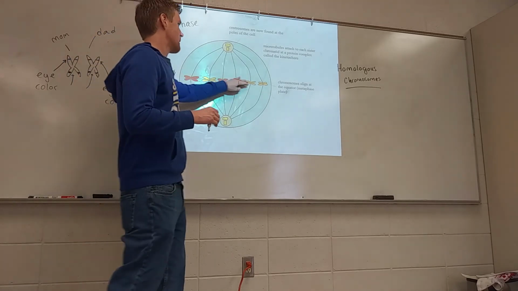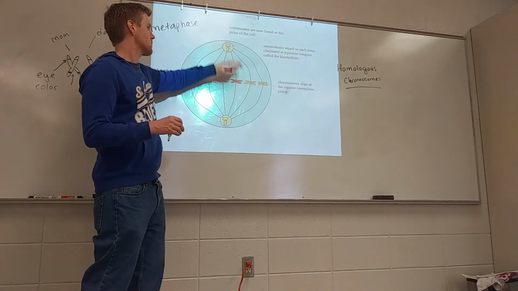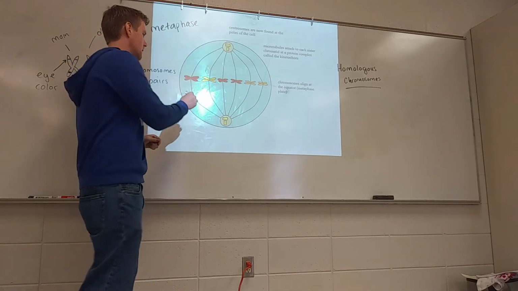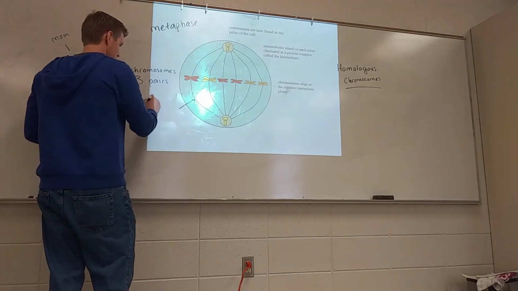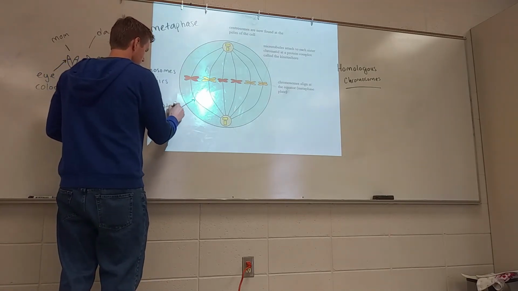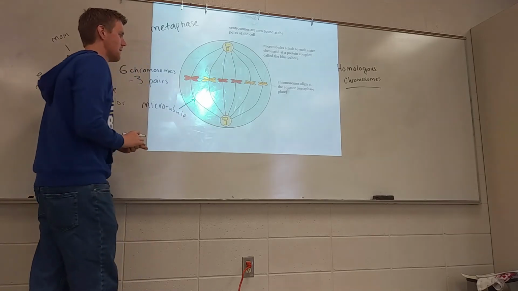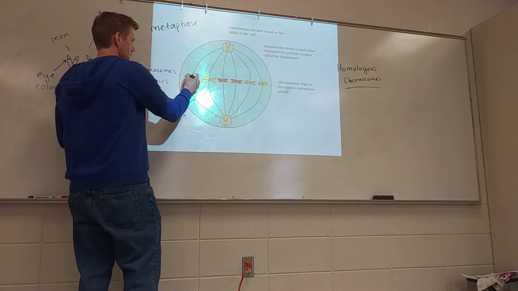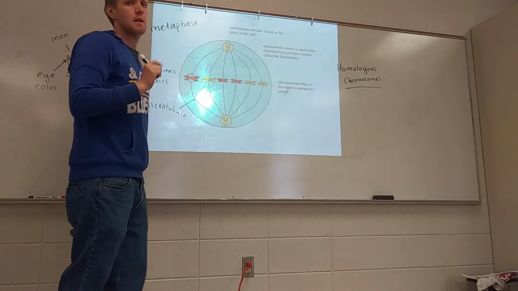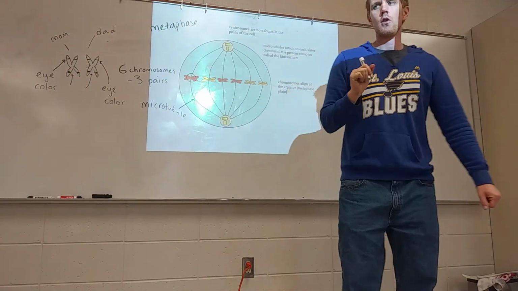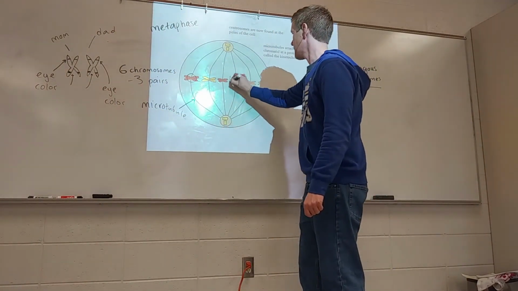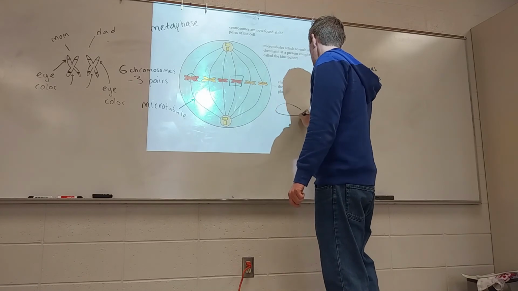So chromosomes align in a single file line at the equator. The centrosomes are at the poles of the cell. These lines are microtubule protein fibers. They are excreted by the centrosome and they attach to the chromosomes. If you were to magnify this, it would look something like this.